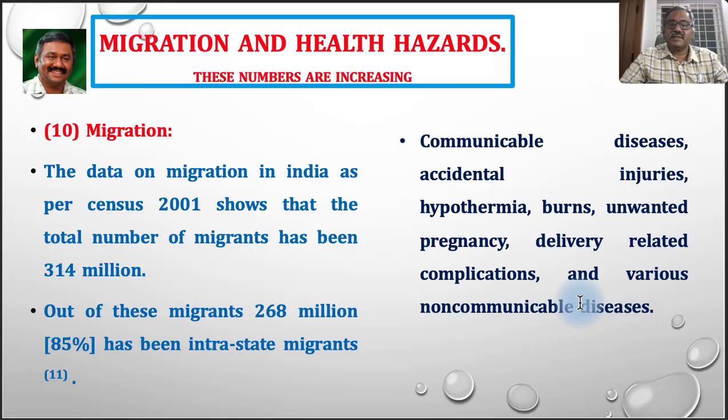Migration and health hazards. These numbers are increasing. The data on migration in India as per census 2001 shows that the total number of migrants has been 314 million. Out of these migrants, 268 million, that is 85%, have been intrastate migrants. So this can lead to communicable diseases, accidental injuries, hypothermia, burns, unwanted pregnancy, delivery-related complications and various non-communicable diseases.